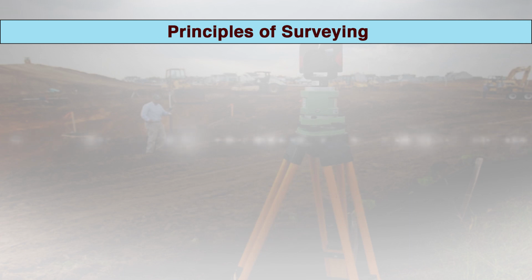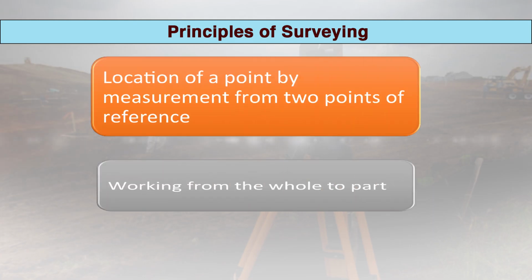Now we will talk about principles of surveying. All surveying methods are based on some fundamental principles which can be summarized in the following points. The first principle is location of a point by measurement from two points of reference. As discussed earlier, in surveying, the positions of some points are fixed, those points are known as reference points, and the locations of other points or new points are determined by measurement with respect to them.